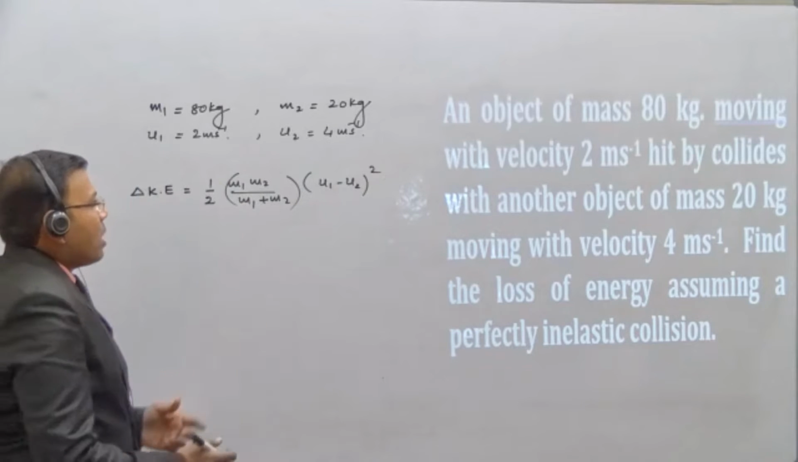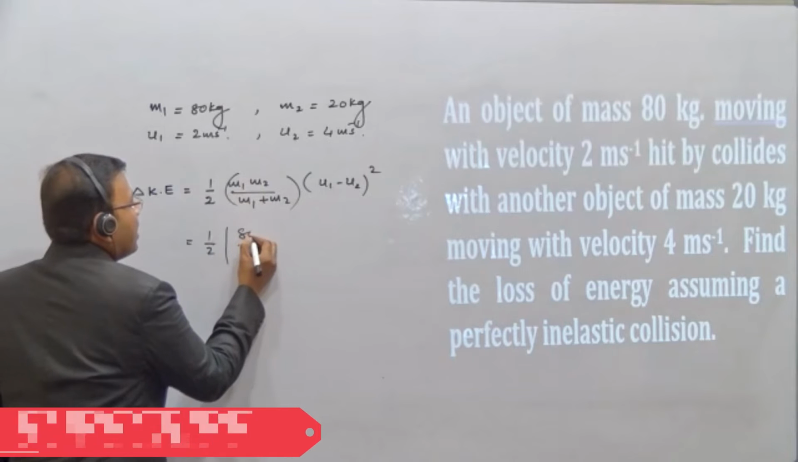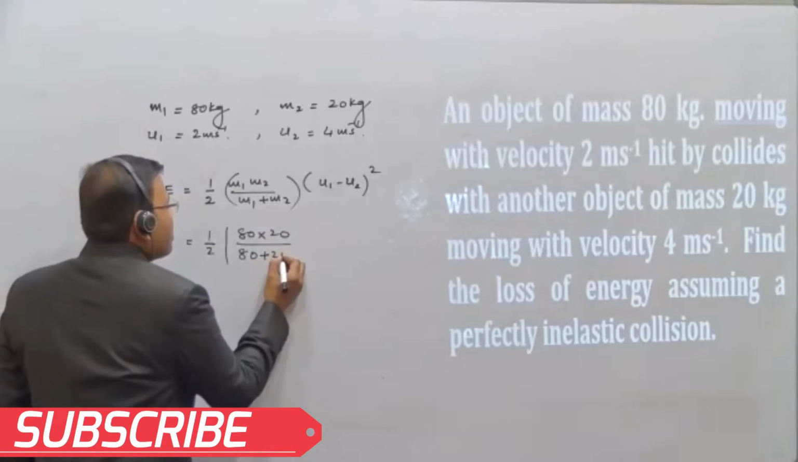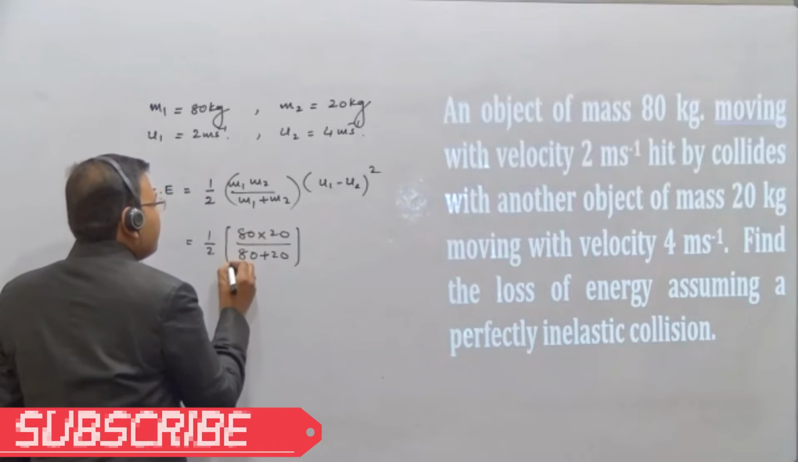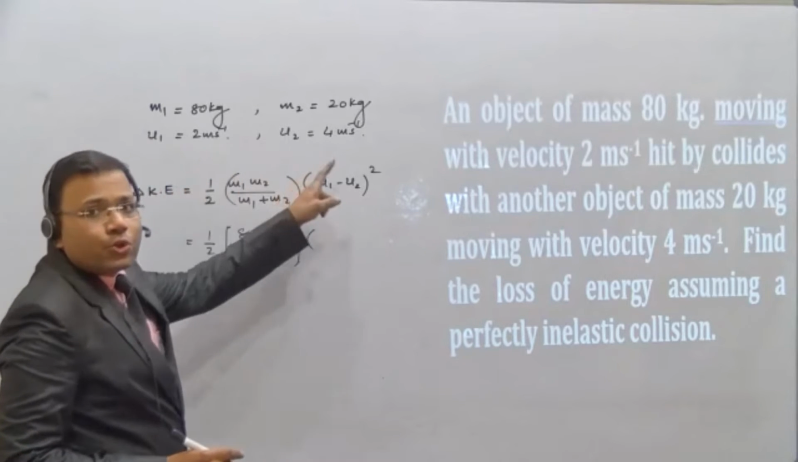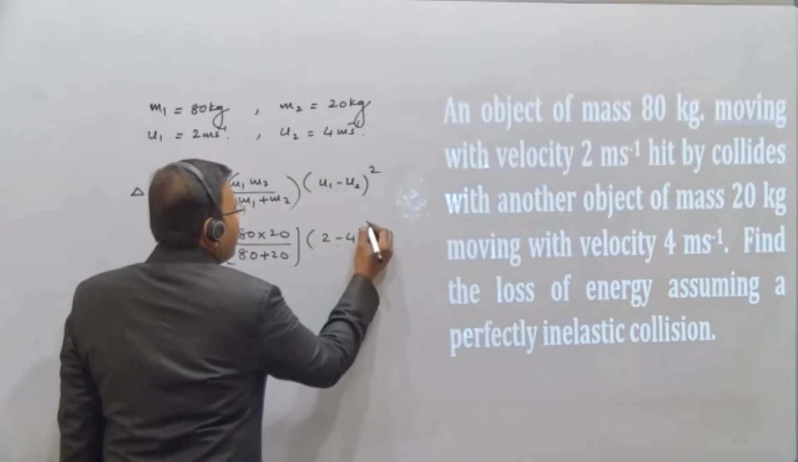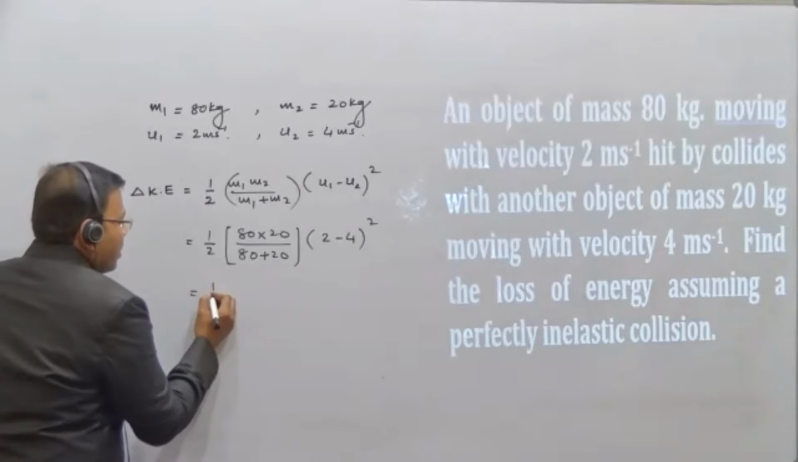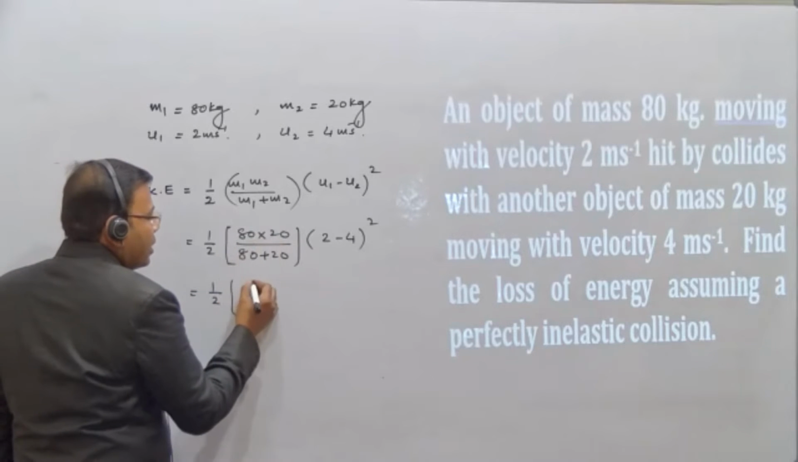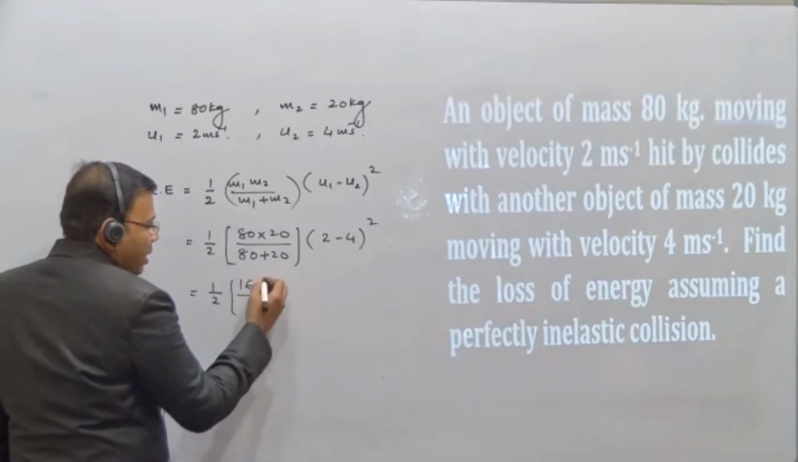Now students, this is 1/2. What is m1? m1 is 80 into 20 divided by 80 plus 20, and this is u1 minus u2. u1 is 2, u2 is 4. So 2 minus 4, it's a square. So it is 1/2, and you can see 80 into 20 is 1600, divided by 100.